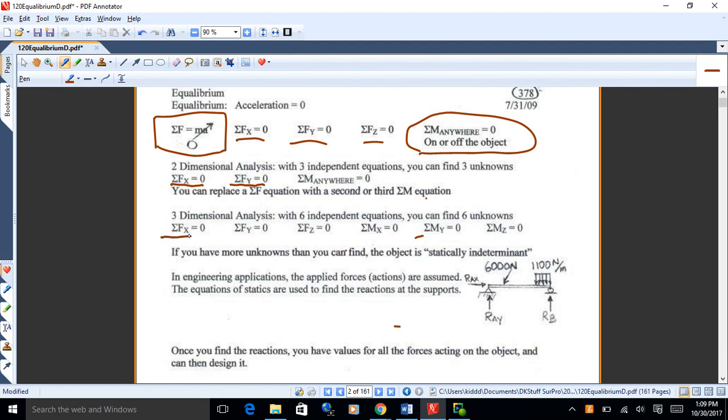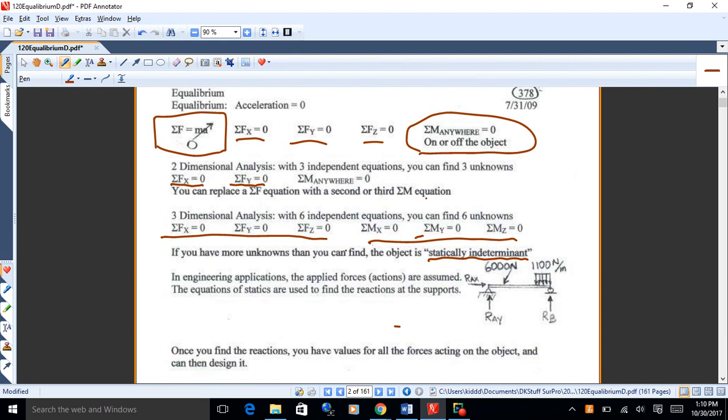Now, if you're in 3D, you've got three force equations plus three moment equations. So that's six equations. You can find six unknowns. If you've got more unknowns than you've got equations to find them, that's called statically indeterminate. And you'll start to learn about that in strength of materials, not in this class.